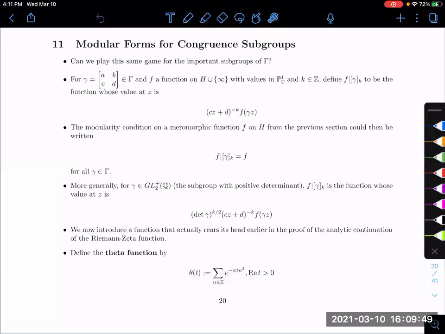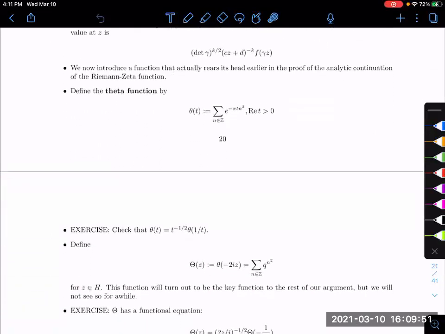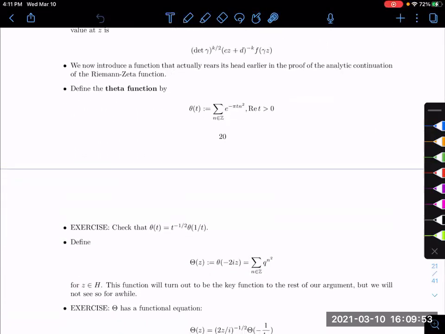Okay, so the next thing I'm going to do is introduce a function called the theta function. This is a little bit of deception though, because I secretly introduced it earlier. You need to introduce it when you're proving the analytic continuation of the Riemann zeta function, but I didn't actually prove that, I just stated it. It comes up in the proof there.